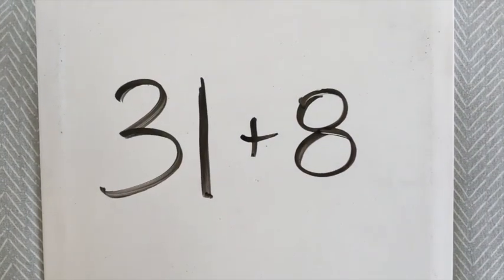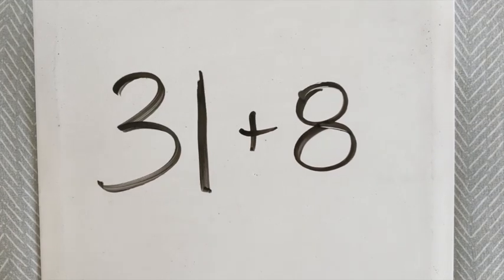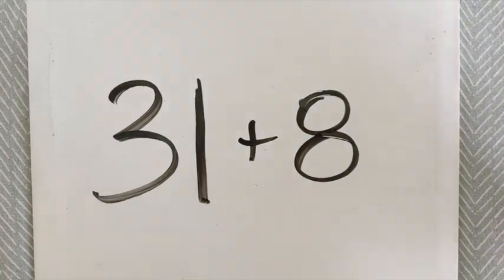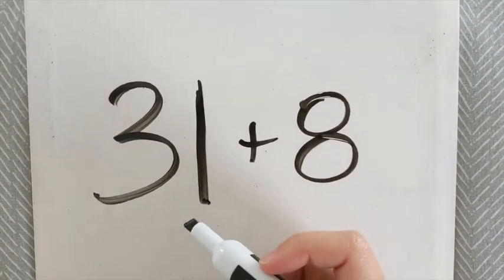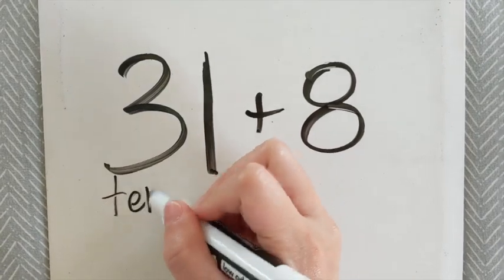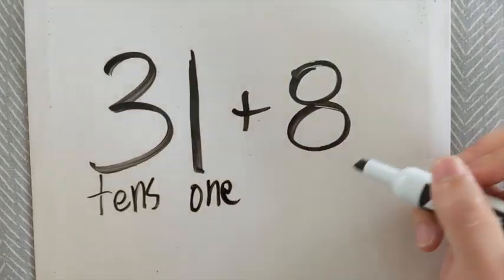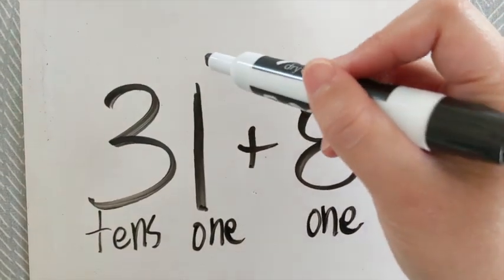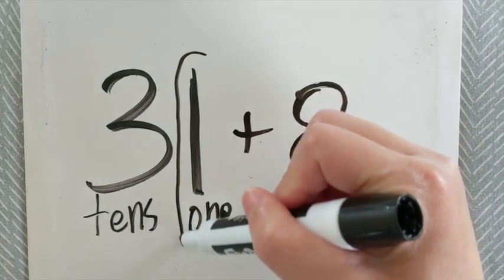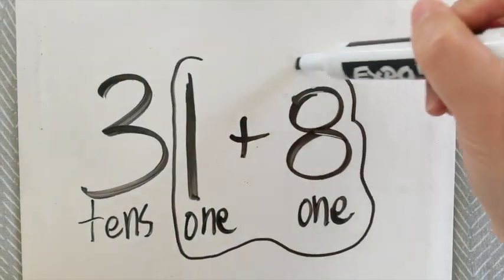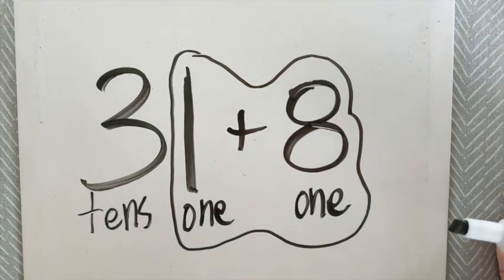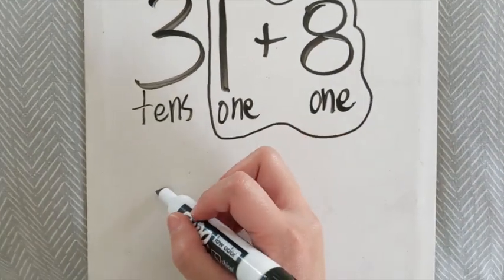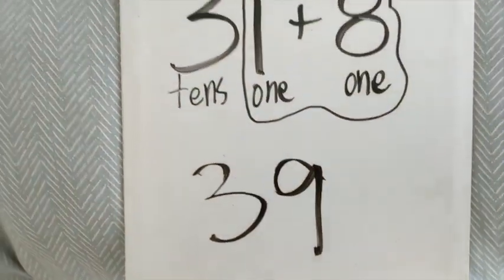All right, let's try another one. So this is how we mentally add 31 plus 8. And we are just noticing the ones place. So we've got 3 tens and 1 one, and 8 ones that you're going to add to the 31. So mentally, you want to kind of focus on this part right here. 1 plus 8. In your head, you should be able to do that. 8 plus 1 more is 9. So you would have 39 as your answer.